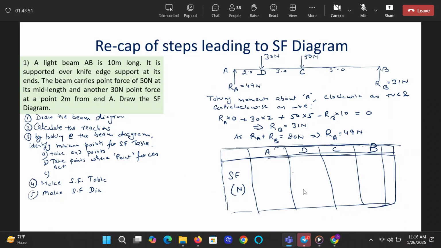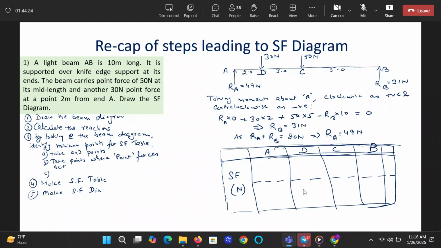Now tell me, amongst A, D, C, B, which all points have the point forces? Sir, A, D, C, B. All have the point forces. Does everybody agree? Yes or no? Yes, sir. So in this case, because all of them have point forces, that is why we are dividing all of them. Now, what is the purpose of dividing that?